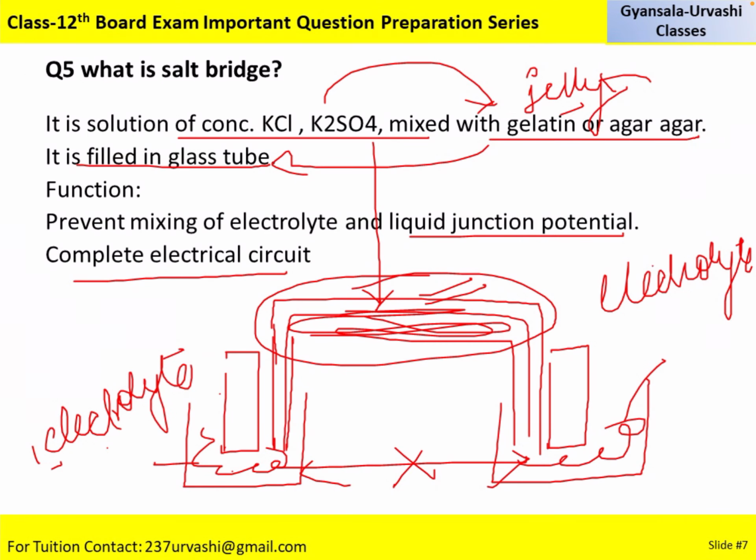The next question was about the salt bridge and how it helps. It helps in preventing mixing of electrolyte and completes the circuit. And what actually is a salt bridge? It is only a glass tube, generally U-shaped, containing a solution of KCl, K2SO4, which is mixed with gelatin and agar-agar.